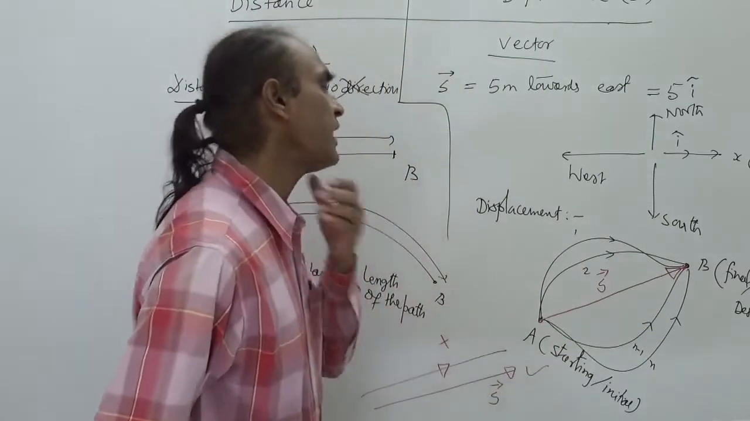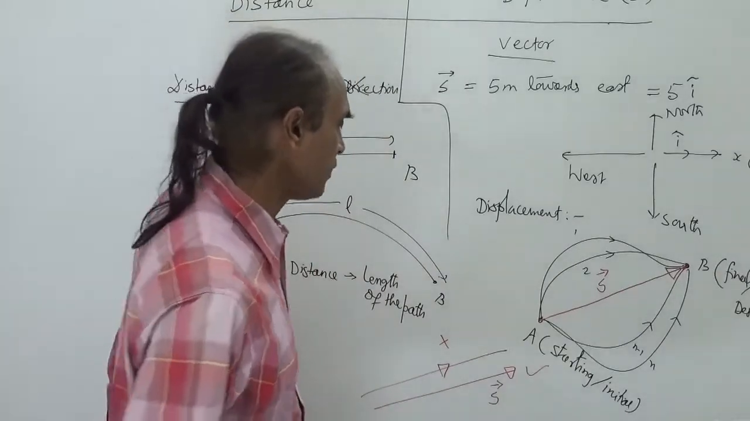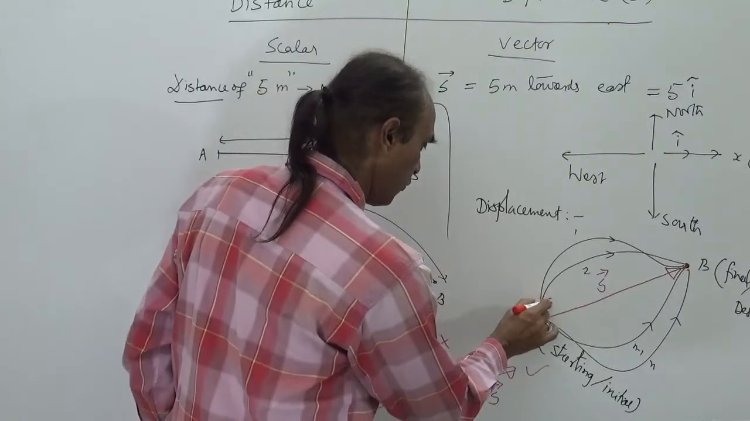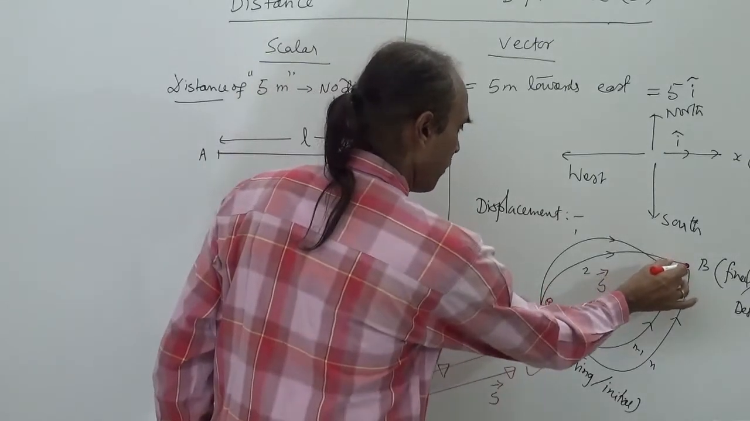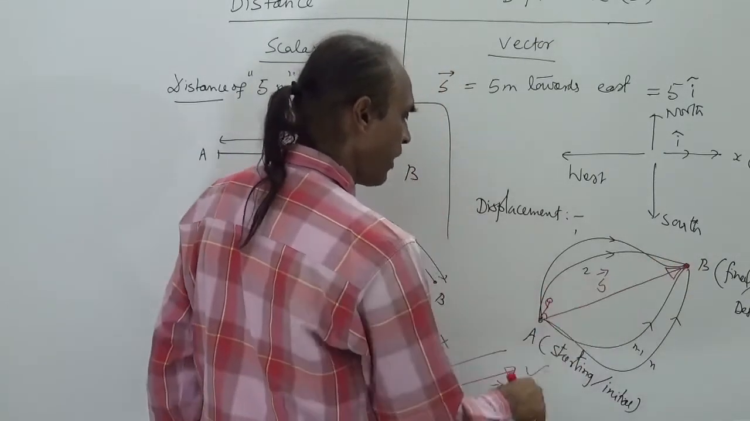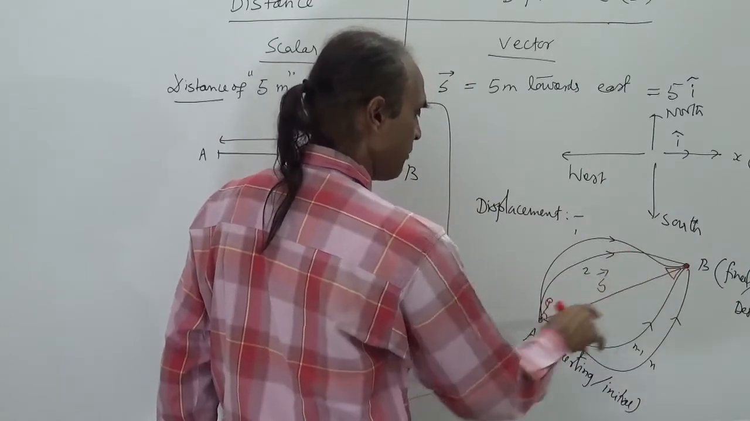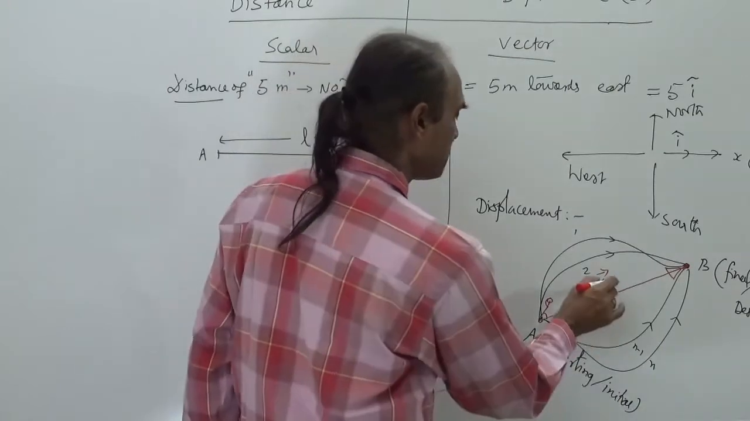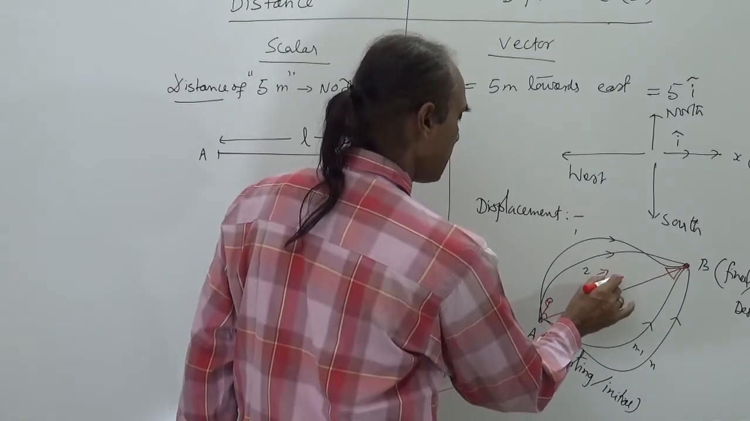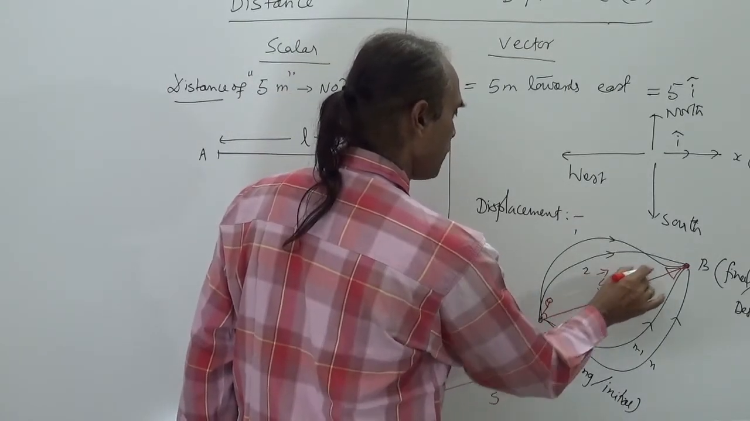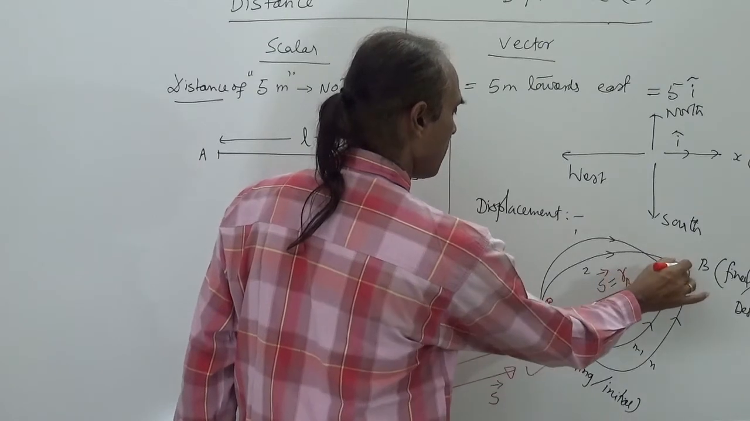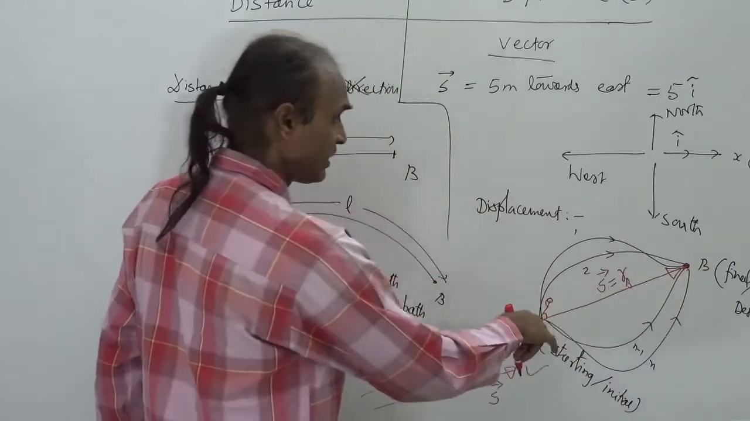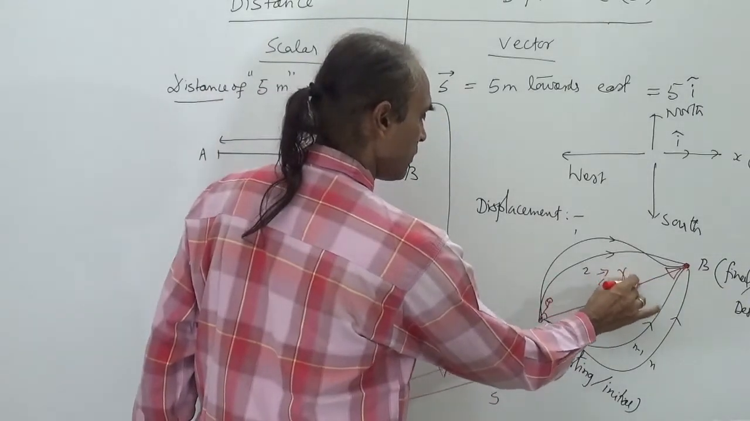We can say in a different way that when you observe the point B, the final point, from the initial point, this is the position vector of the final position with respect to the initial position. So displacement is nothing but the position of the destination or the final position with respect to the initial position.